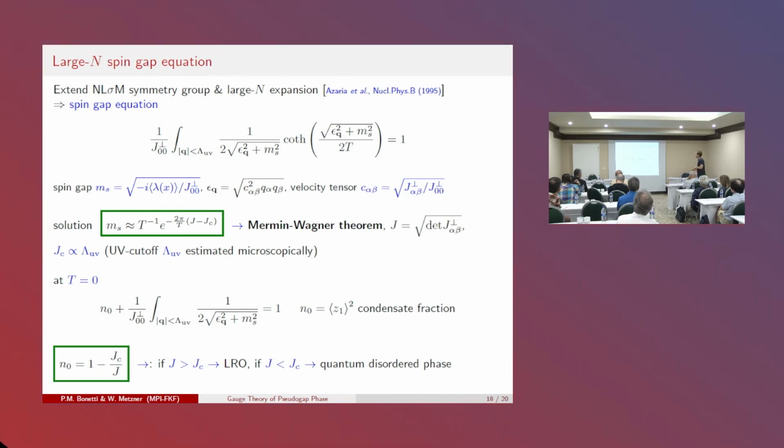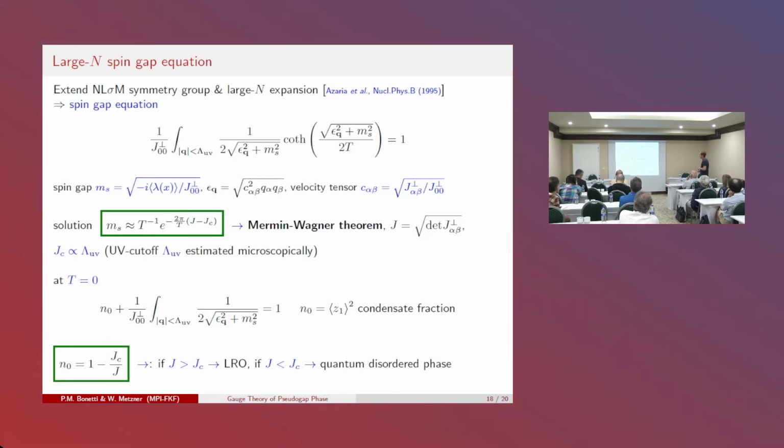And what you get here, and that's nice, is that already the leading order in 1/n gives you the Mermin-Wagner theorem, so you don't get long-range order at finite temperature. But you get a spin gap, no long-range order, while in the ground state you have the possibility that you still get some condensation. This is the condensation in this framework, which corresponds to some sort of long-range order, reduced in general, of course.